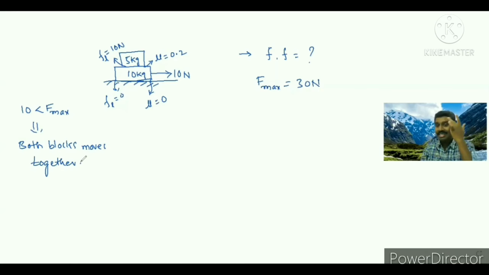So we need to calculate what the frictional force is in between the two blocks. How do we calculate that value? You can take any one block. For example, I will take the 5 kg block. Here we need to find the frictional force, so I will take F only. We know F is equal to M, M is 5 kg, A we don't know. You can write it as it is.